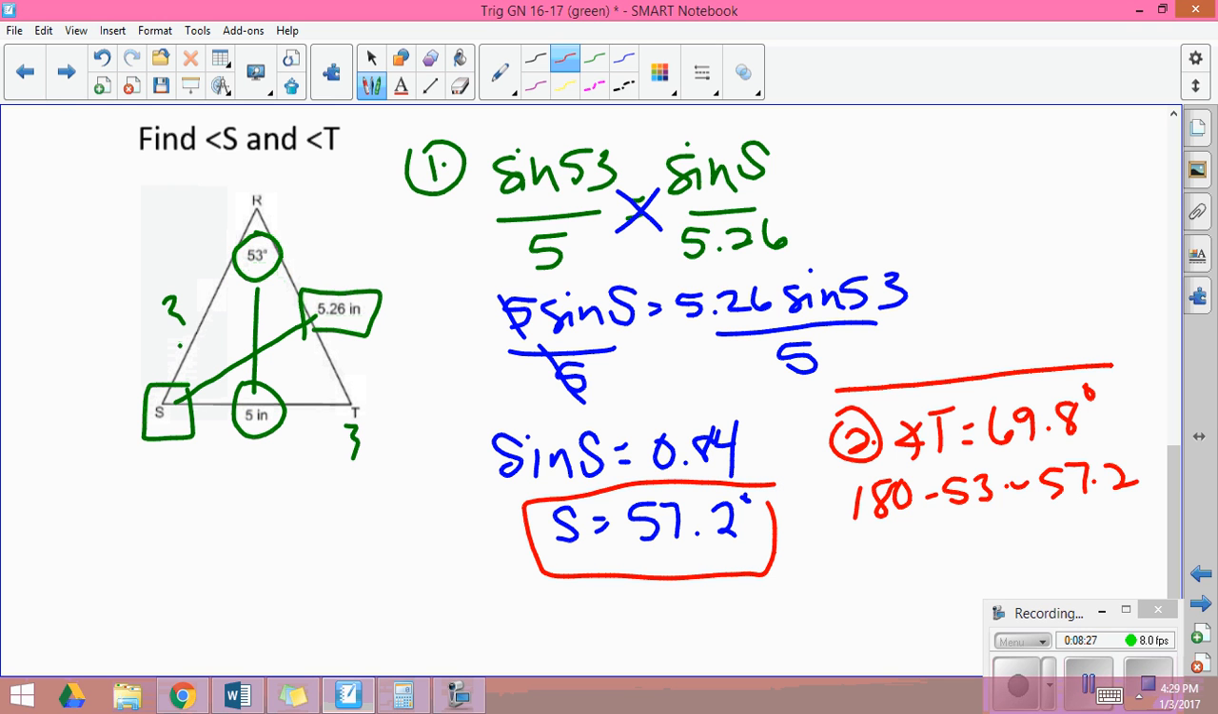And so there are my two answers for using the law of sines. Tune into part 3 for the law of cosines.